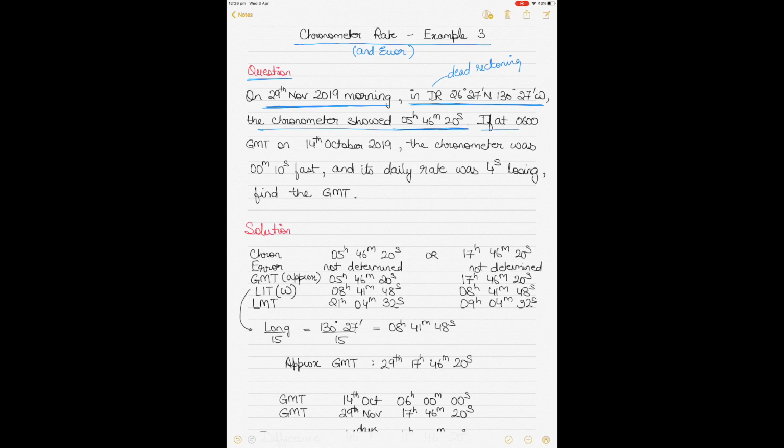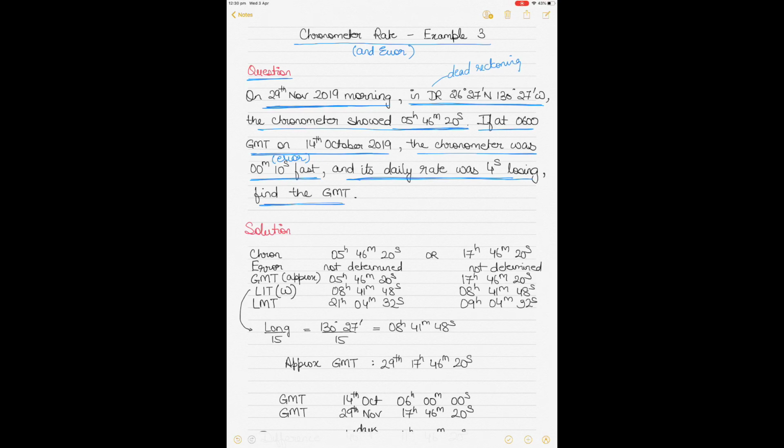So if at 0600 hours GMT on 14th of October 2019, that's going back a few days, the chronometer was 0 minutes 10 seconds fast. So this is the chronometer error. So on 14th of October, the error was 0 minutes 10 seconds fast, but its daily rate was 4 seconds losing. Find the GMT. So that means that the error was fast.